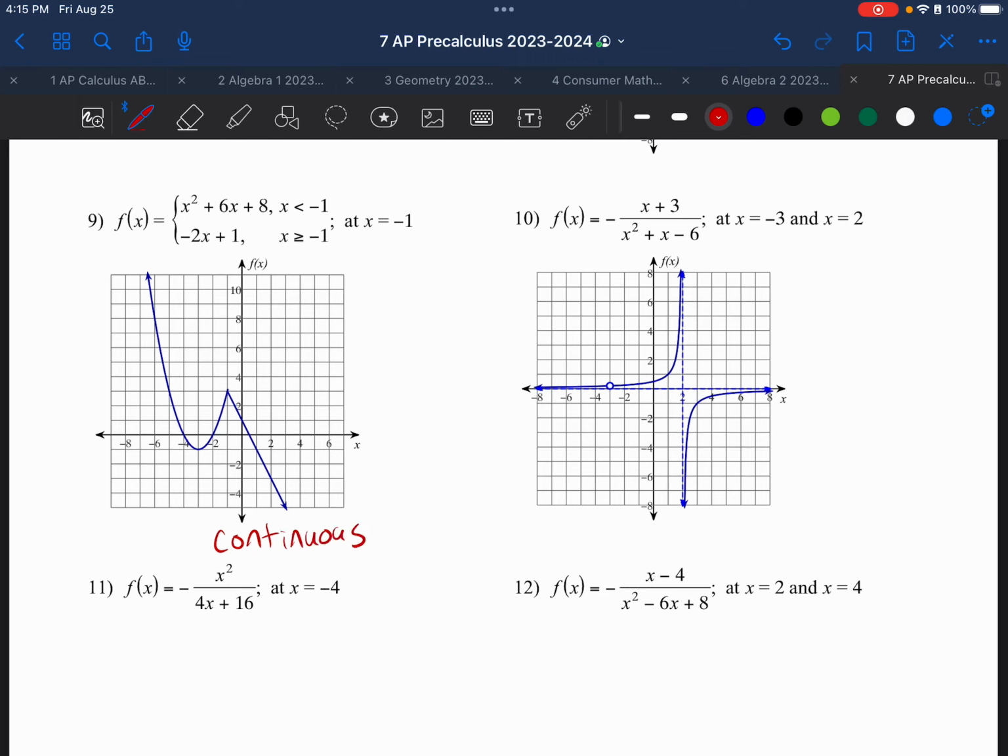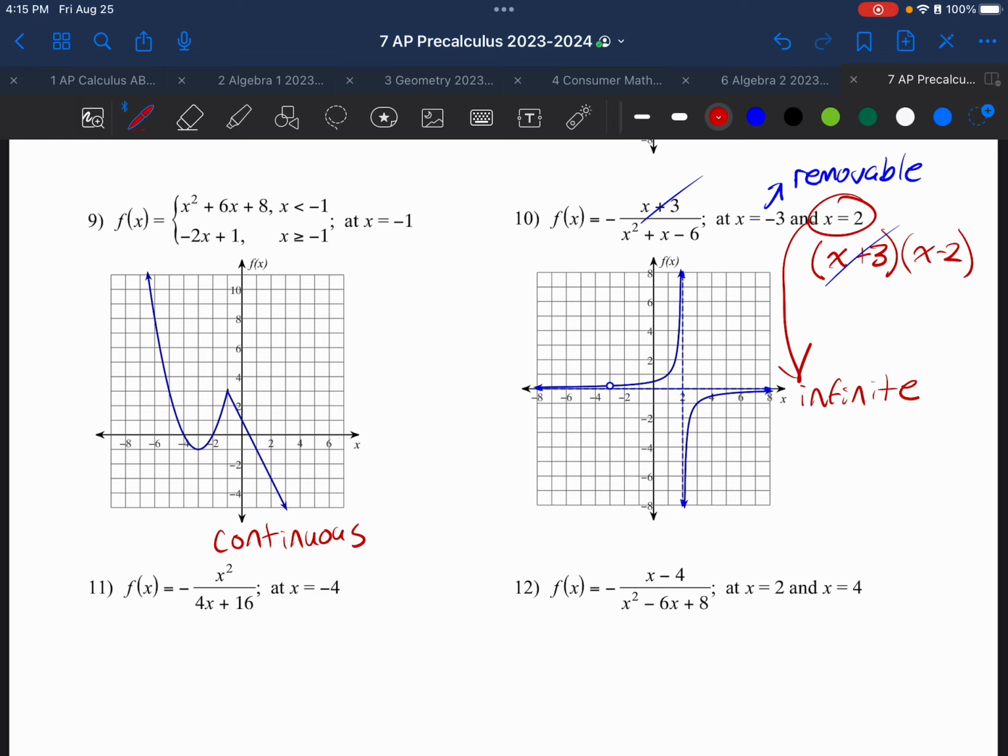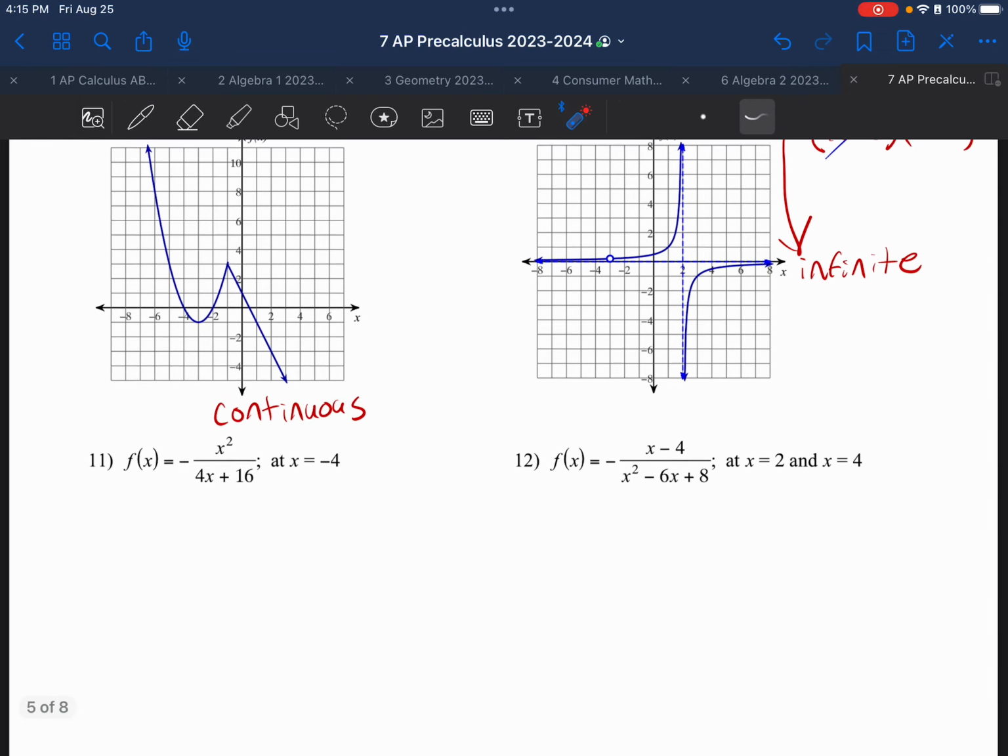And number 10, it looks like we're going to have some leftovers. If we factor that bottom, it's going to be x plus 3 and x minus 2. Notice that the plus 3's are going to cancel out, so that's going to be the removable discontinuity at -3, so I'm going to go ahead and label you removable. And then down here, this x equals 2 is going to be our infinite. The rationale behind that is it's the leftover on the bottom.